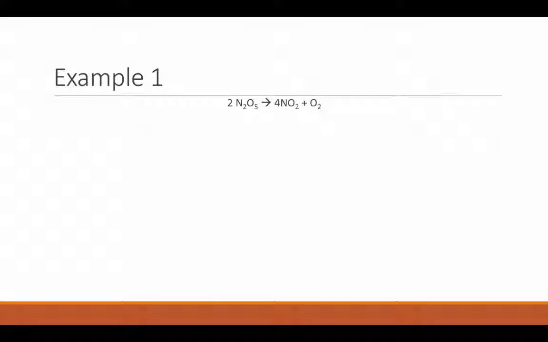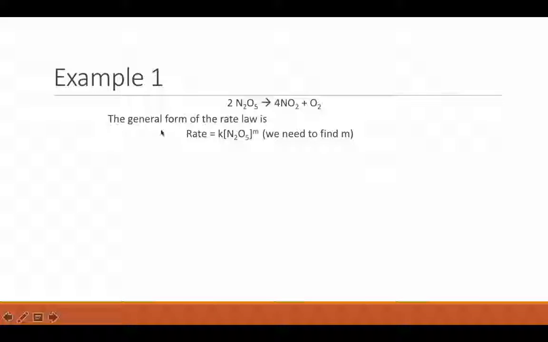In our first example, we have the equation written here. We start by writing the general form of the rate law. Our only reactant is N2O5, so our general form of the rate law is rate is equal to the rate constant k times the concentration of N2O5 raised to some power m. We need experimental data in order to determine values for k and m.